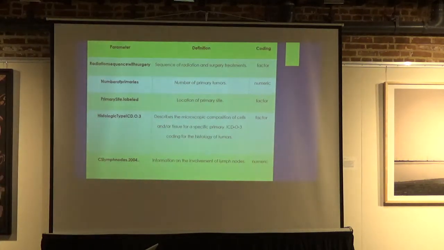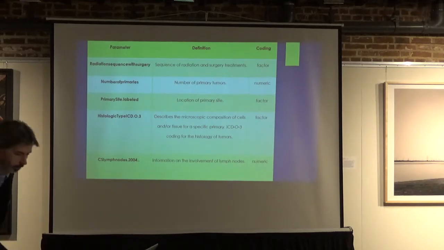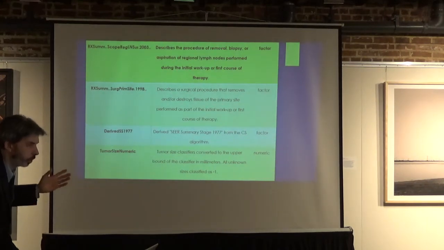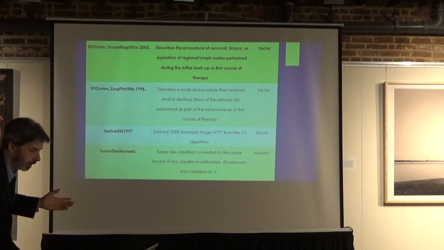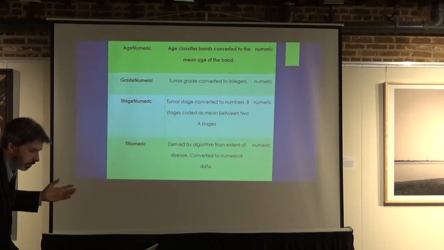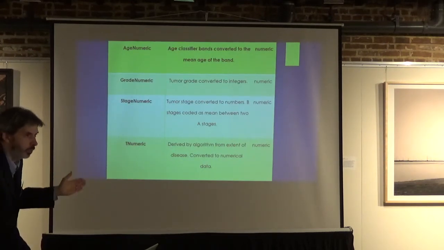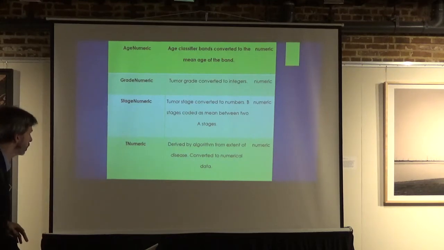And I'm not going to go through all of these parameters. We don't have time, but it's detailed in the paper. But as an example, there's data about the location of the primary site, the number of primary tumors. There's data regarding surgical procedures that the patients may have had, and the tumor grade, the tumor stage. So these were the ones that were selected to be significant by the statistical analysis.